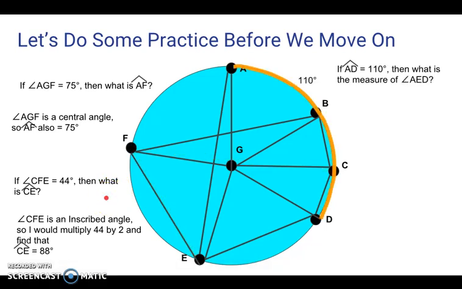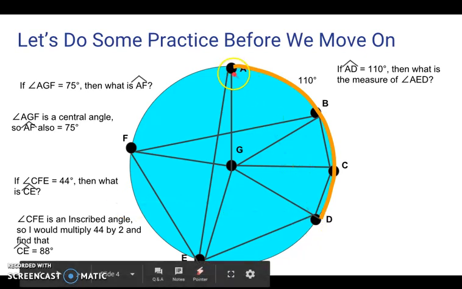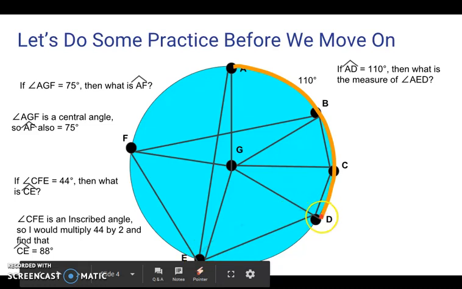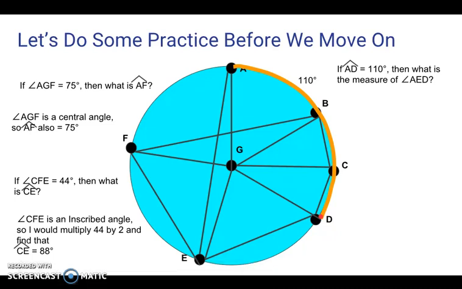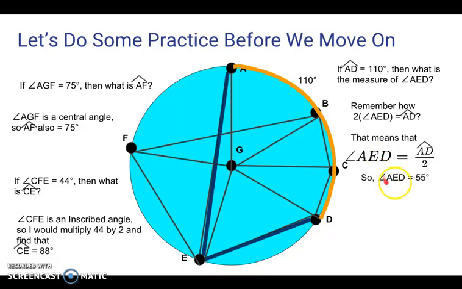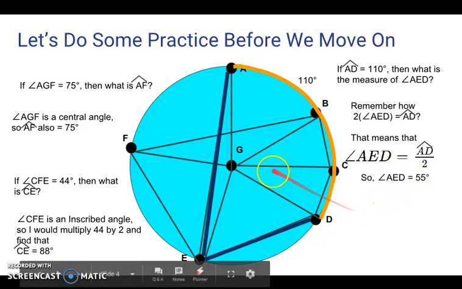And then let's go backwards. What if I know that arc AD measures 110 degrees? Then what is angle AED? AED is an inscribed angle. That means it's half of its arc. So what is half of 110? Half of 110 is 55. So that means AED would measure 55 degrees.